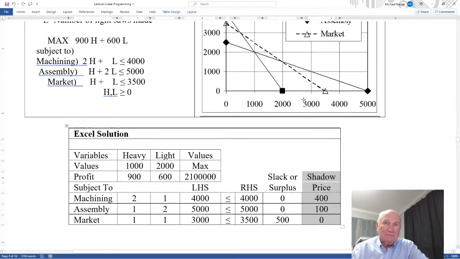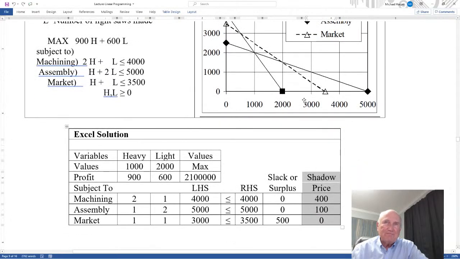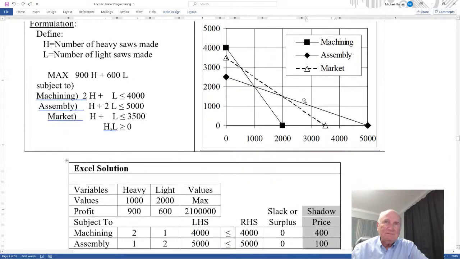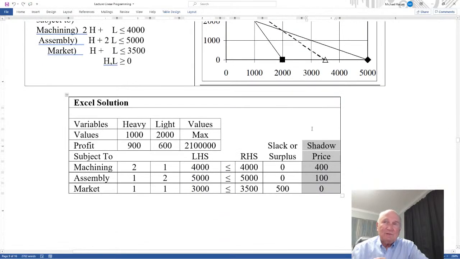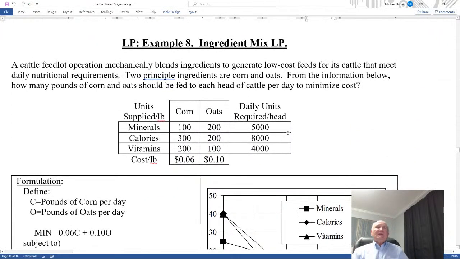It is very valuable in practice. Okay, but this is just an introduction to this material. Okay, pretty clever, huh? So therefore, the shadow prices talk about marginal profitability and marginal analysis. Okay, now let's go to ingredient mix.